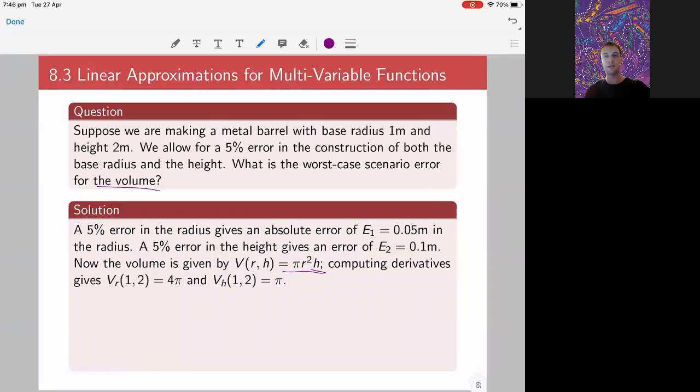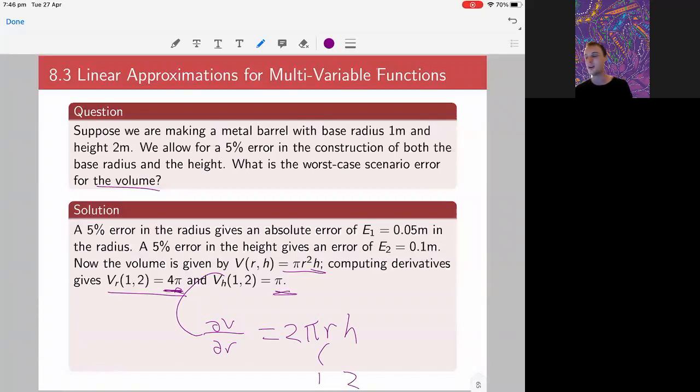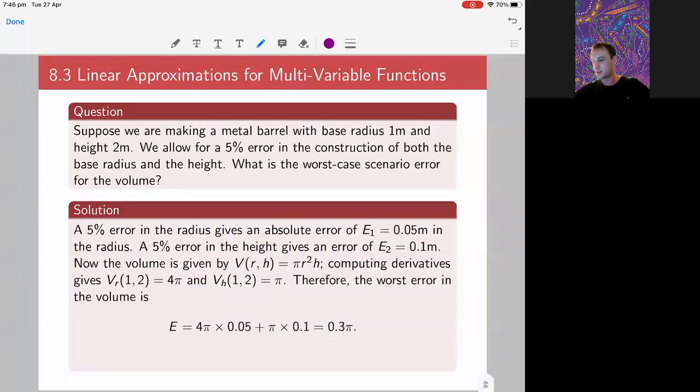We're looking at errors for the volume. That means we need to compute derivatives. The derivative of the volume with respect to the radius, dV/dr, is equal to 2 pi r h. Remember, the derivative of r squared with respect to r is just 2r. If we evaluate at (1, 2), we end up with 4 pi. A similar computation will give you that the derivative of V with respect to h at the point (1, 2) is just pi.